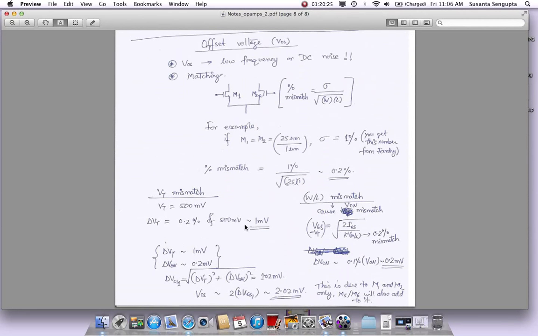So that's with the offset voltage, and we'll conclude this lecture here, but we'll pick up again next time for more on op-amps.